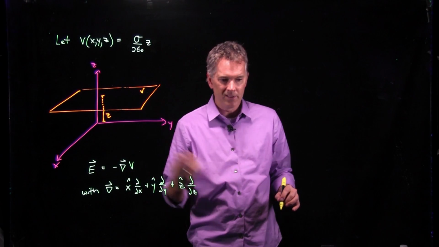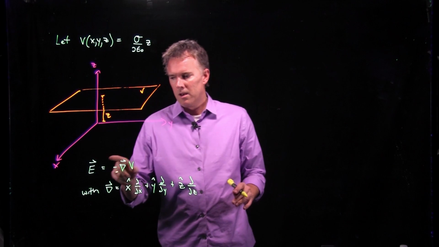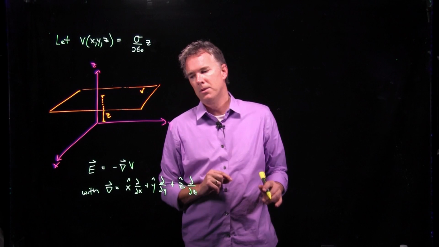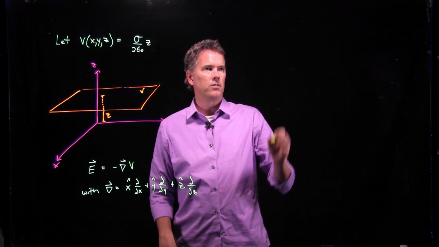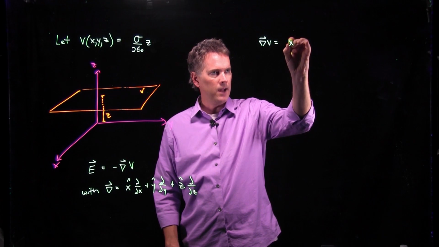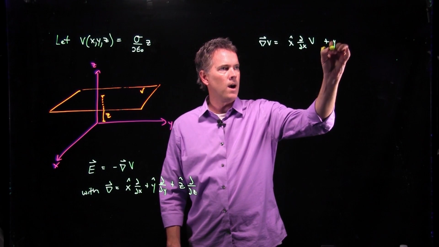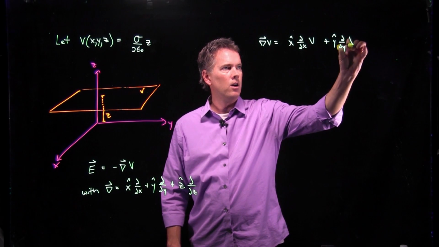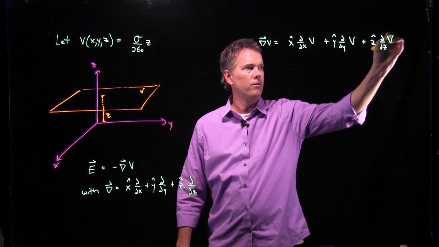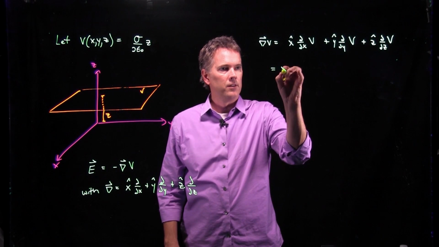The gradient is x hat del del x plus y hat del del y plus z hat del del z. Okay, these are just derivatives. These are in fact partial derivatives, but don't be too scared of those partial derivatives. Now all we have to do is take this and operate on the potential V. So let's see what that looks like. Del V is going to be x hat del del x of V plus y hat del del y of V plus z hat del del z of V. And V is this thing right here. Okay, so let's see what happens.